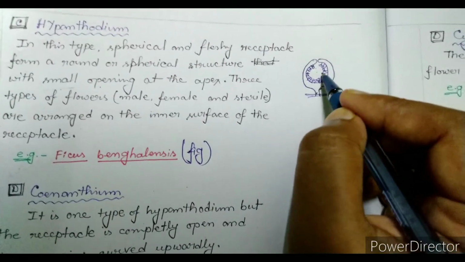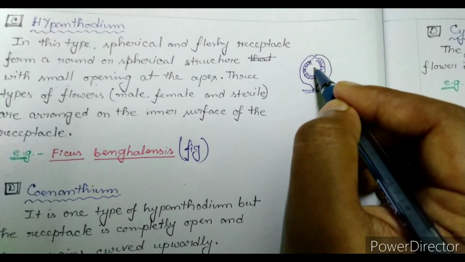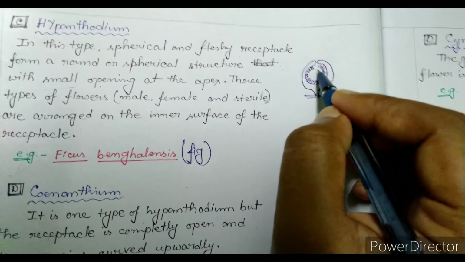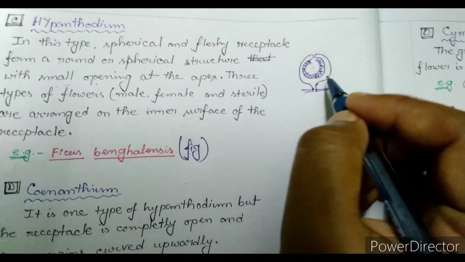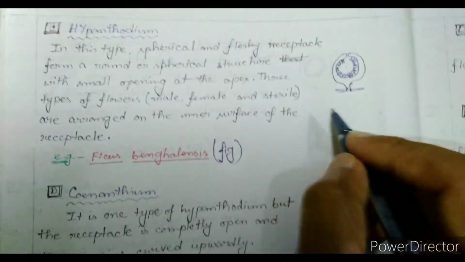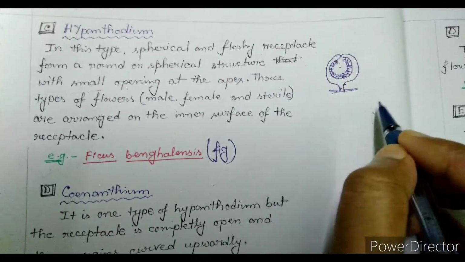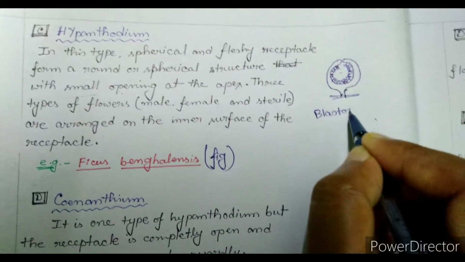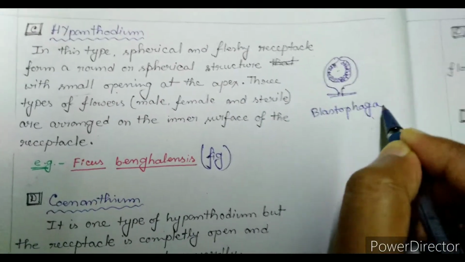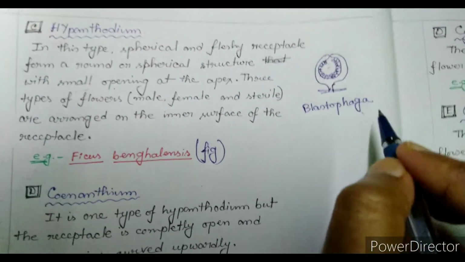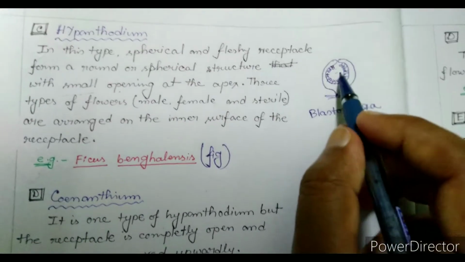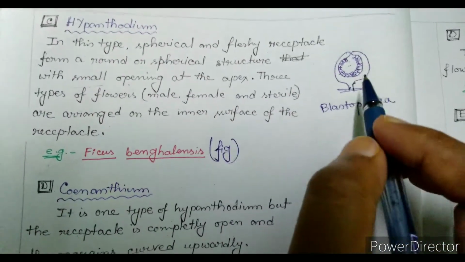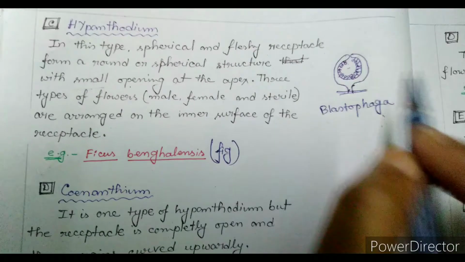Few insects are present, and this insect's name is Blastophaga. Blastophaga is one type of wasp that is present in between the Hypanthodium inflorescence.